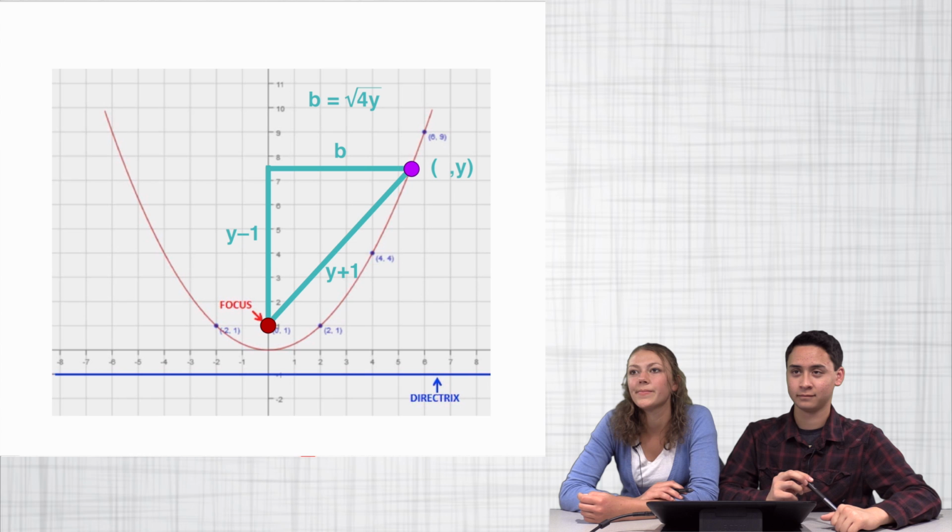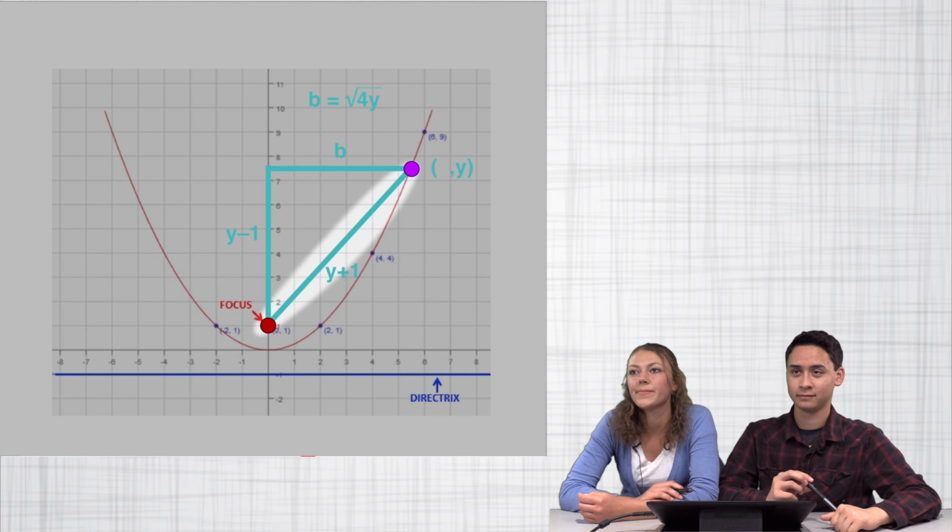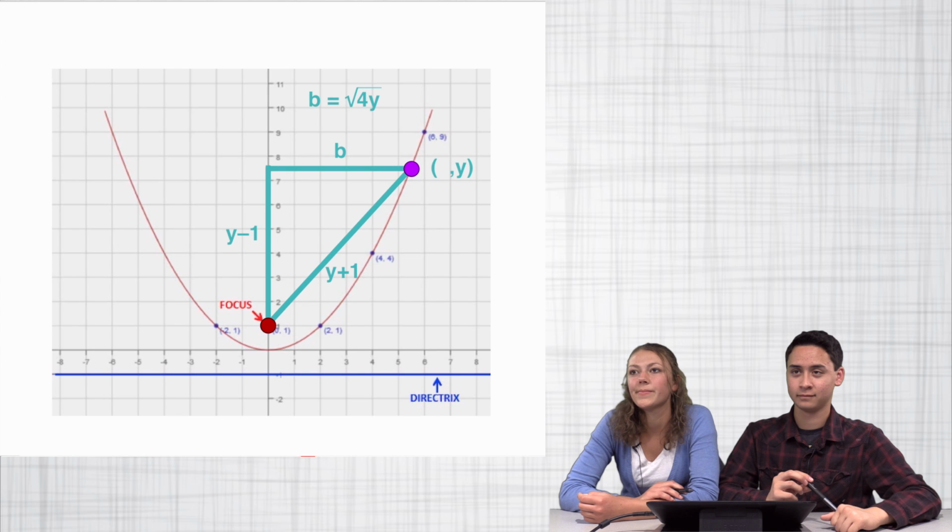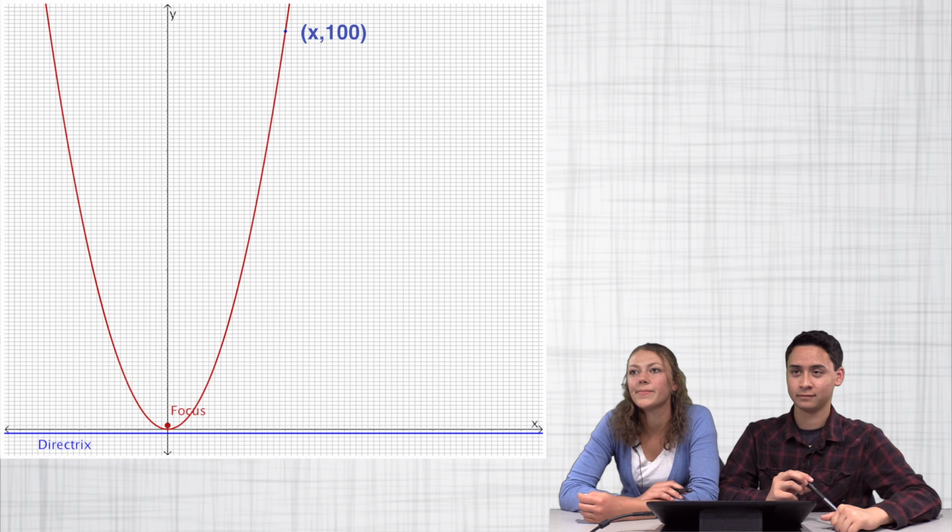Sasha and Keone have different ideas about how the equation b equals the square root of 4 times y might be useful. Keone thinks it will help you find the distances on the right triangle. But Sasha thinks that the equation helps you avoid the work of setting up the right triangle and using the Pythagorean theorem. She argues that if you have a point with a y value of 100, to use the Pythagorean theorem, you would need to count a lot of units on the grid to get from the directrix to that point. But with the equation, you can simply plug 100 in for y and solve for b, which is also the x value for that point.